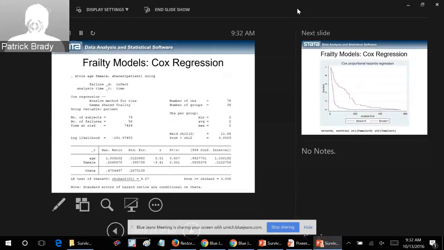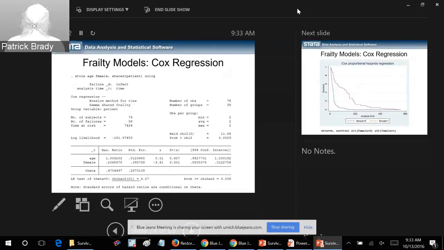So if I wanted to run this with a Cox model, I would just type stcox age female if I'm interested in those covariates, and then just type comma shared(patient), and Stata will adjust the standard errors for the fact that you have essentially multi-level, 2-level type data. Frailty. What you're assuming is that there's some patient-specific effect that's common to both of those times that we followed this patient. Okay?